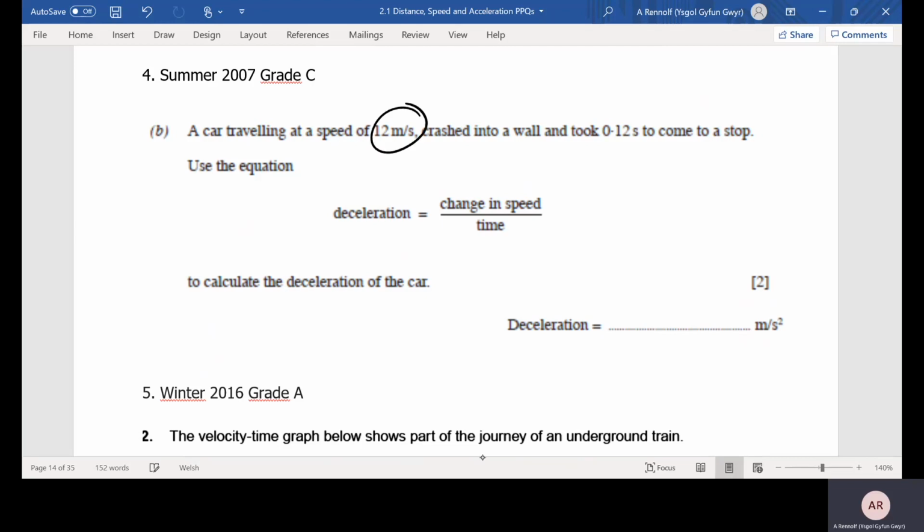Well, it's gone from 12 meters per second to a stop. So the change in speed, 12 to 0, is 12. And then the time period is 0.12. And that gives us a value of 100 for our deceleration. Nice and easy.